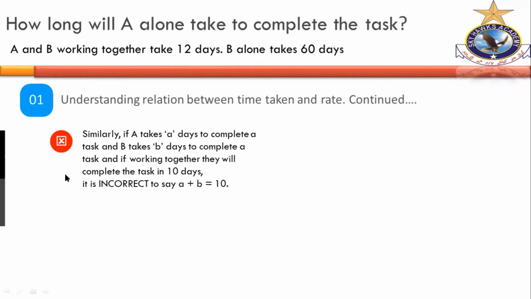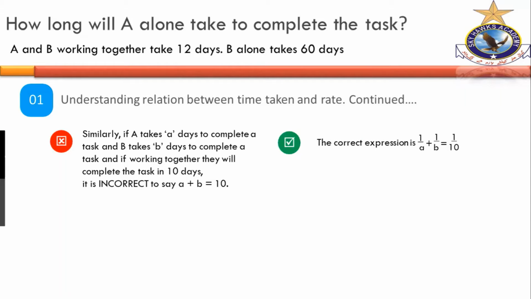Similarly, if A takes A days to complete a task and B takes B days to complete a task, and if working together they will complete the task in 10 days, it is incorrect to say that A plus B is equal to 10. So once again, it's not a good idea to think about that.